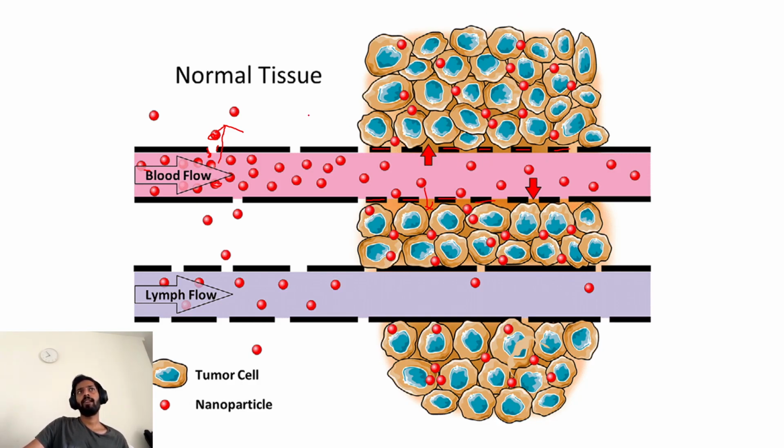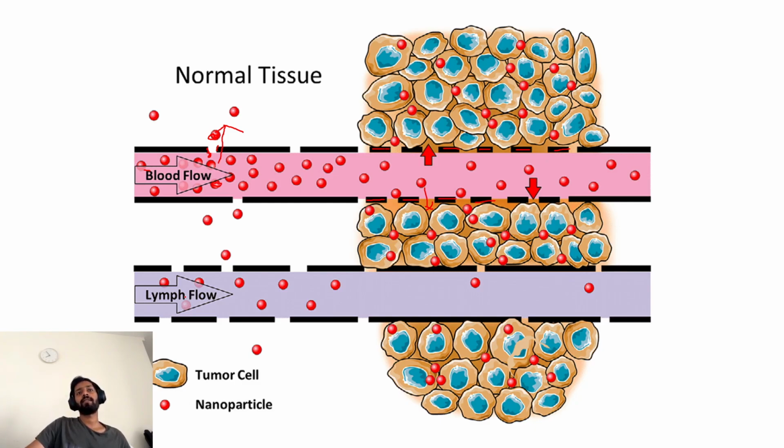So as a result, if you can see pictorially as well, a lot of blood is being drained out. Be it blood or nanoparticles, a lot of it is being drained out. So this is enhanced permeation.